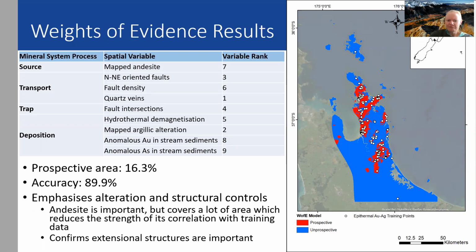However, as I was saying before, the statistics in the weights of evidence method take into consideration the amount of area covered by a particular predictive map pattern. And the andesite does cover quite a lot of area compared to the size of the study area, which reduces the strength of its correlation with the training data. But the modelling does emphasise that the extensional structures are important for the transport of our hydrothermal fluids in the system.